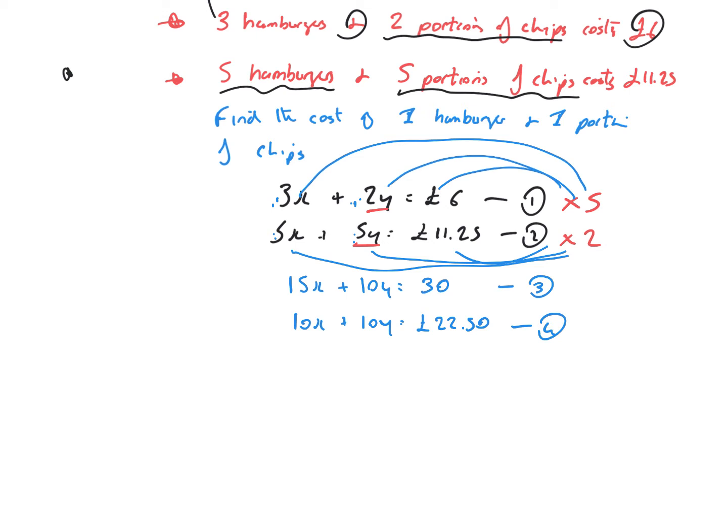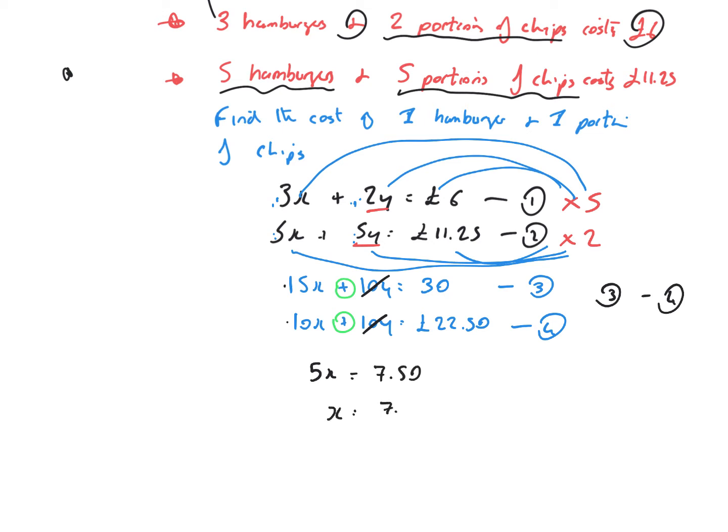Okay, so we're going to get rid of the y's. We can see that the signs are the same, so I'm going to subtract. So I'm going to do 3 take away 4. Okay, 15x take away 10x is 5x. 10y take away 10y goes. I'll then get £30 take away £22.50, and that will give me £7.50.